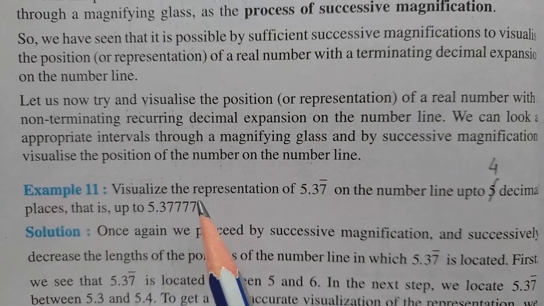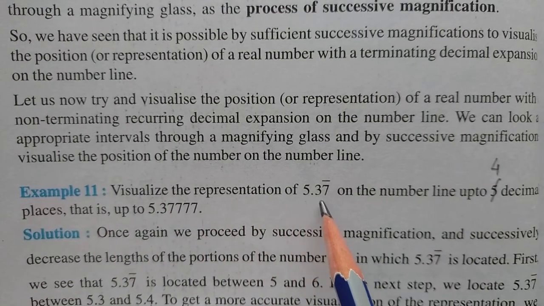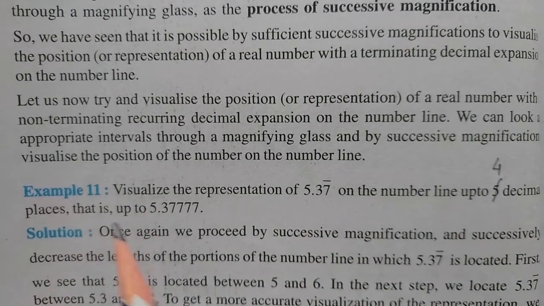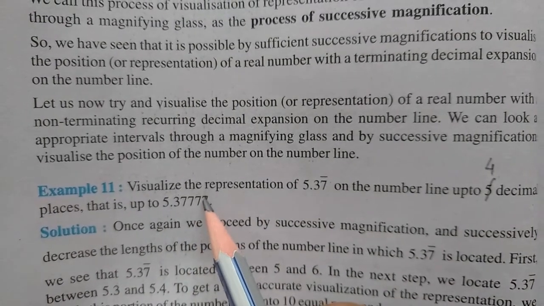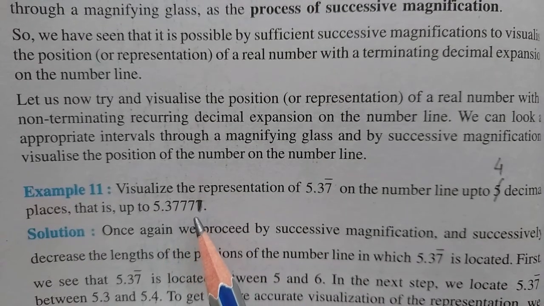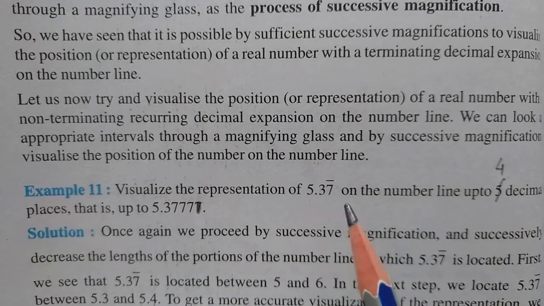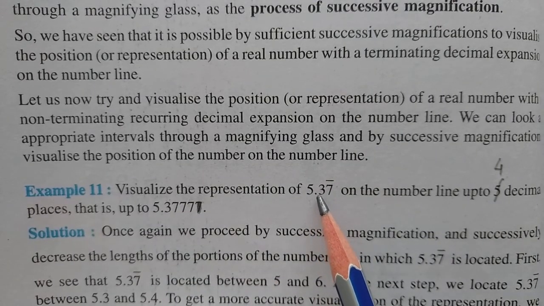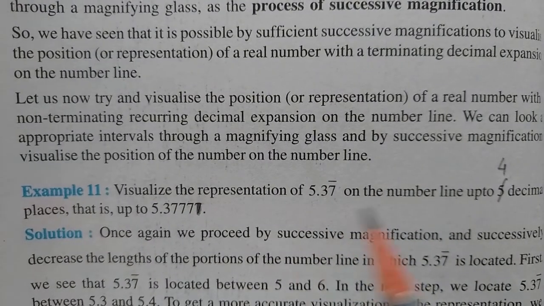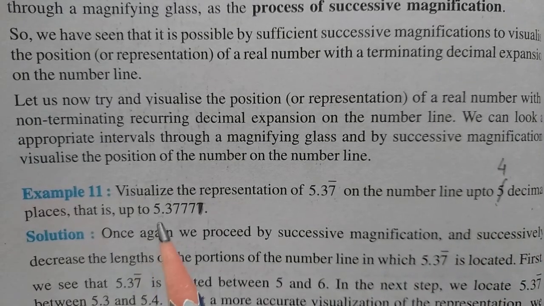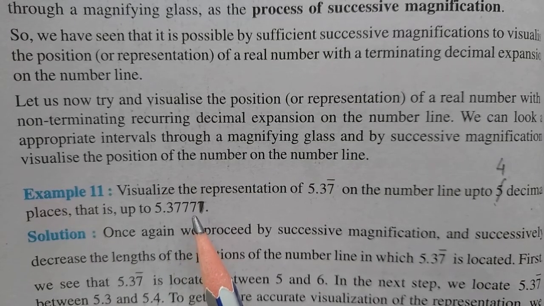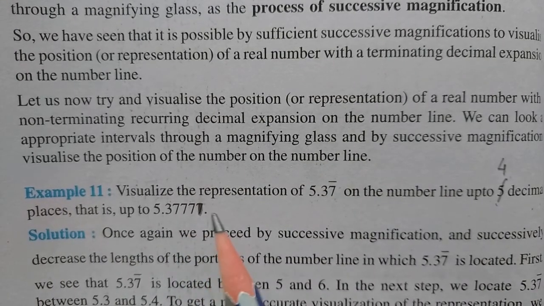Example 11. Visualize the representation of 5.37 bar on the number line up to 4 decimal places. That is 5.3777, children. So now let us do. Here the 7 is recurring. It is asked up to 4 decimal places. So after the decimal point, 4 numbers: 1, 2, 3, 4. Up to this we have to go.